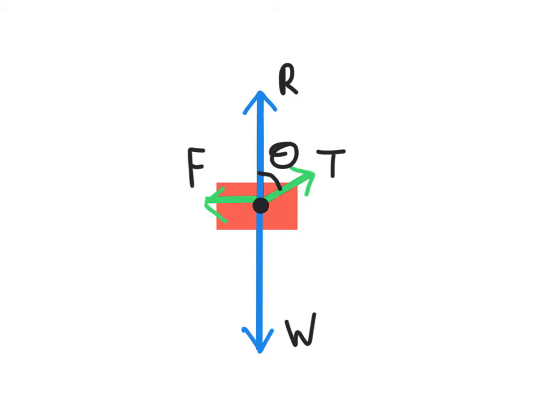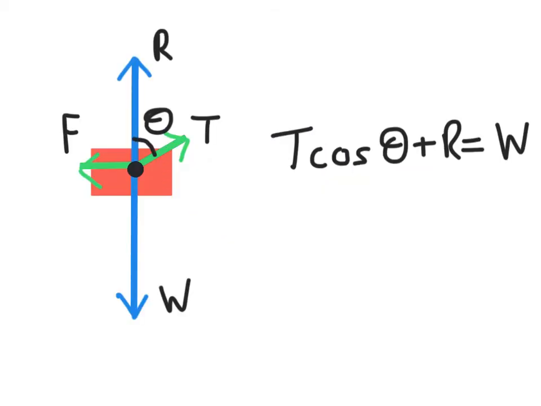If the rubber band is pulled to one side, as is the case here, then a component of the tension force acts vertically upwards. At the same time, because we're pulling to the right, this introduces a friction force, because we must have equilibrium in the horizontal direction as well. In the vertical direction, we therefore have T cos theta, which is the upward pull of the tension force, plus the normal contact force R, must be equal to the weight W.